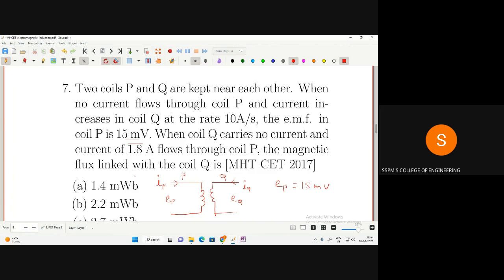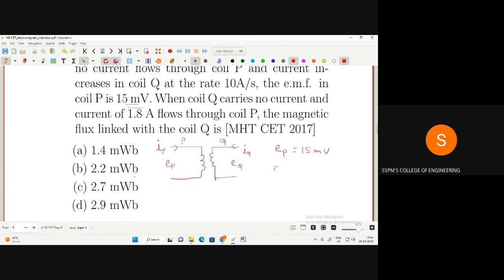The rate of current in the coil Q, diq by dt, is given. diq by dt is 10 ampere per second. It's given. And then IP is also given, the primary current. IP is 1.8 ampere. When coil Q carries no current and the current of 1.8 ampere flows through coil P, IP is 1.8 ampere. All this data is given.